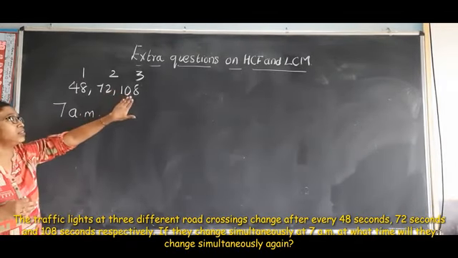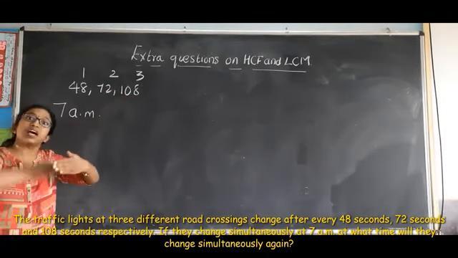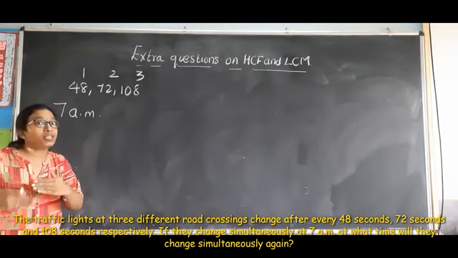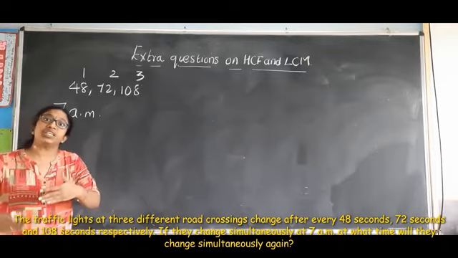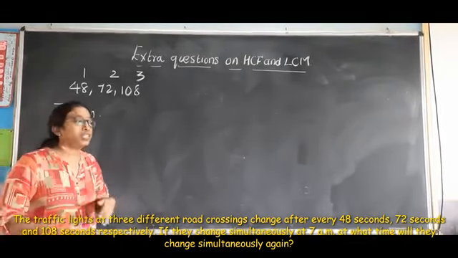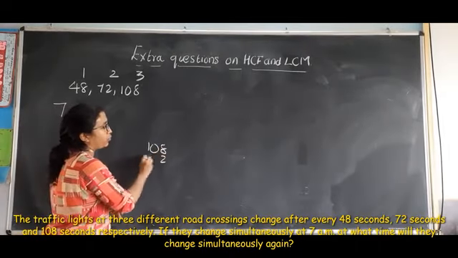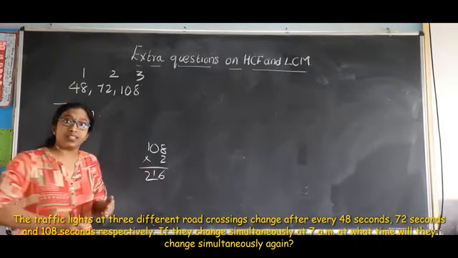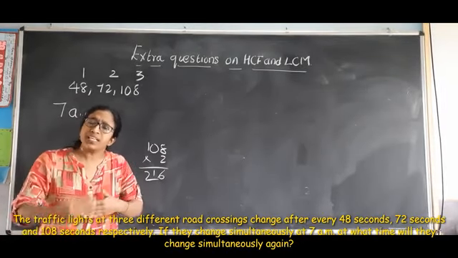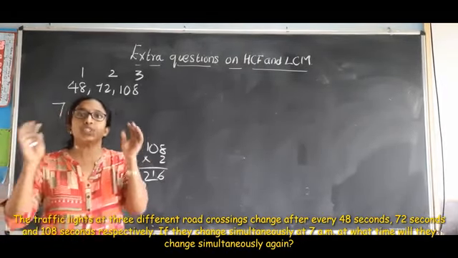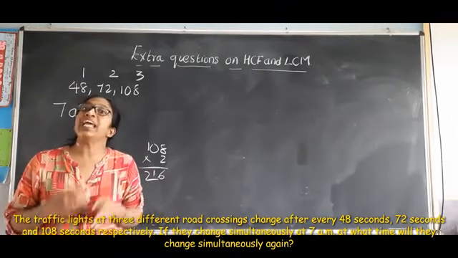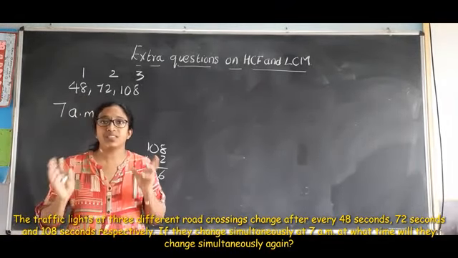Because just see, the third signal light changes after 108 seconds. If it changes after 1 second, that is 108. Next time when it changes, 108 plus 108, so 108 into 2 will give you 216. So next it will be 216 seconds. Is it possible less than that? No. So from this logic, HCF is not possible. So we have to take LCM. I hope this is very clear, right?